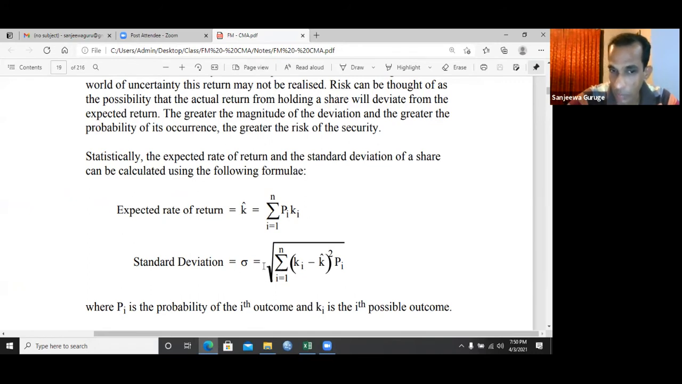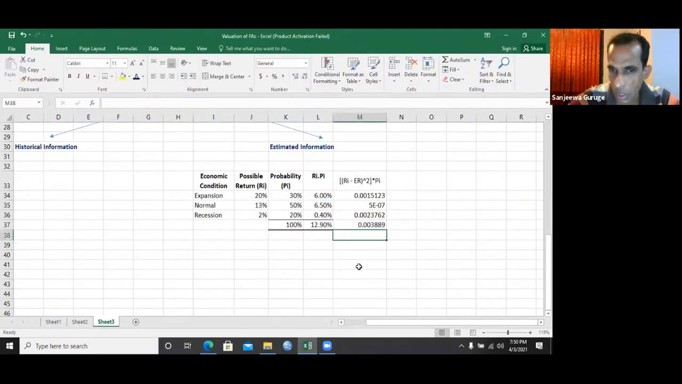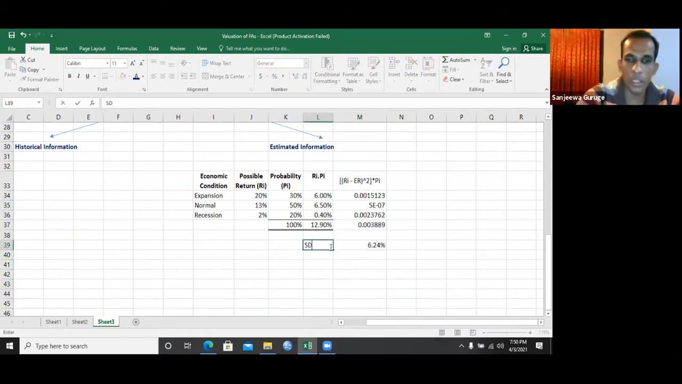But standard deviation means the square root of this, right? So how do you calculate the square root of this? We have a number of methods. Either this should be to the power 0.5, that is the square root. So this is the standard deviation of this asset, and that is one method.